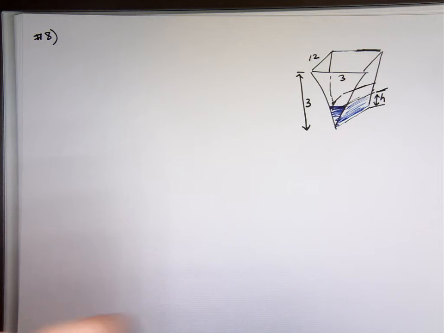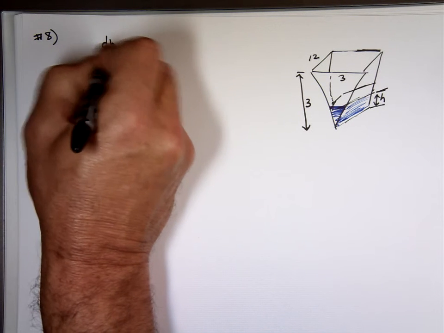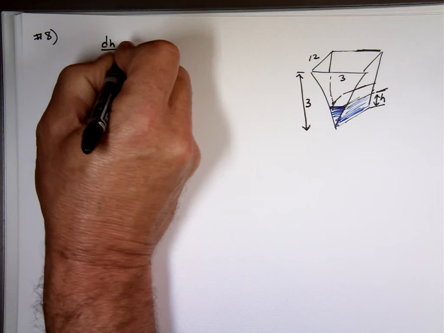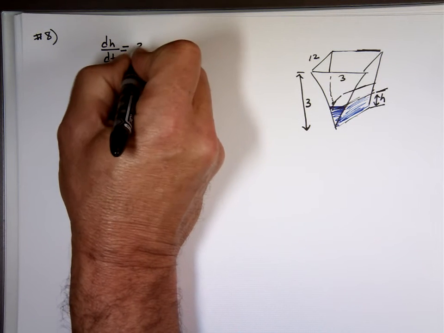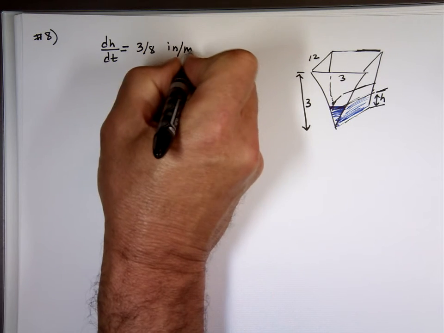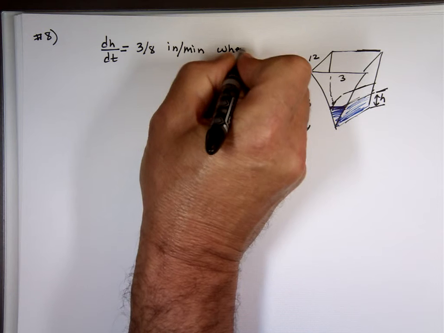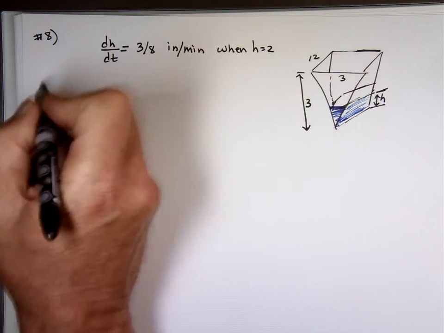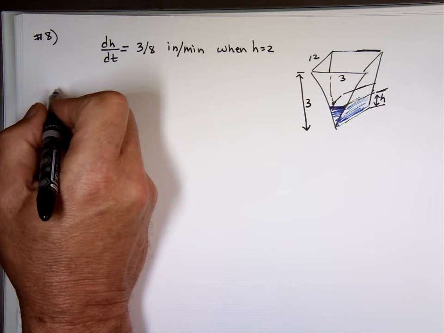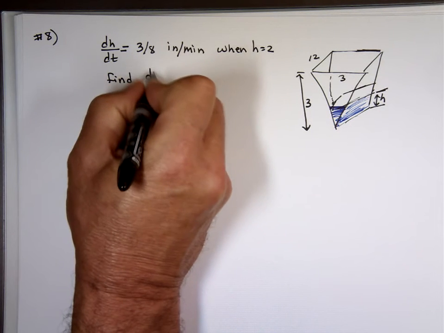Part B, you said? Yeah. If the water is rising at the rate, the water is rising, that's dh/dt. Rising at the rate of 3/8 inch per minute, when h equals 2, find dV/dt.